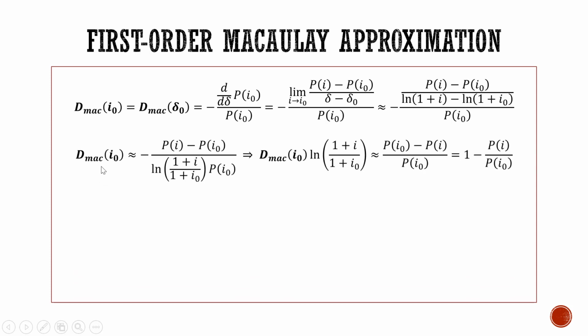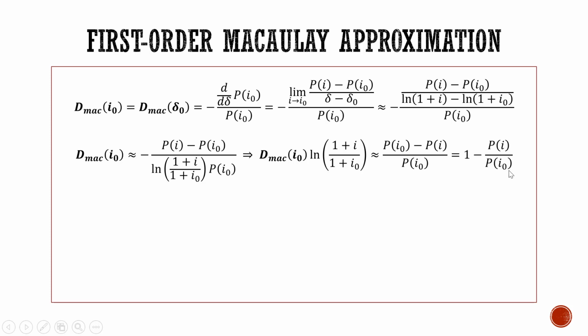So the Macaulay duration at i naught is approximately negative p of i minus p of i naught over natural log of 1 plus i over 1 plus i naught times the price at i naught. And we multiply both sides by natural log of 1 plus i over 1 plus i naught. We get d mac at i naught times natural log of 1 plus i over 1 plus i naught is approximately p of i naught minus p of i over p of i naught, and this is equal to 1 minus p of i over p of i naught.